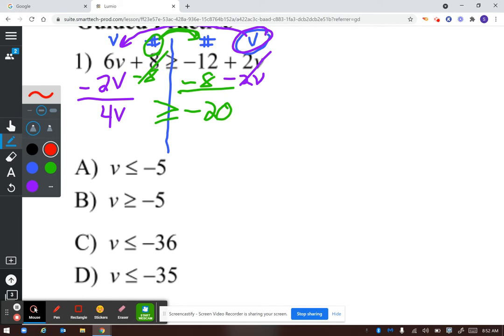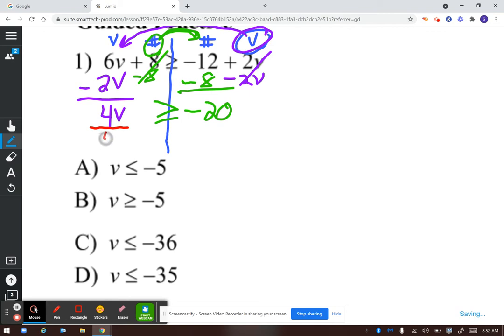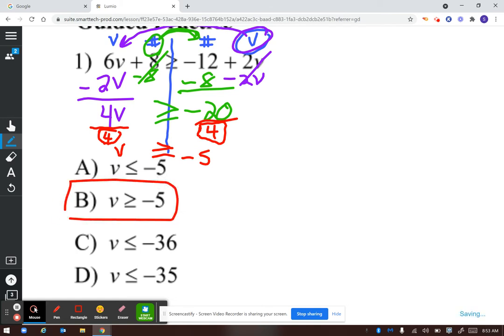Now, the very last step is divide. You want to divide by the number that's with the letter because you need one single V. And so this answer is negative 5, but we want to take a look real quick. Is the number that we divided by negative? If it's not negative, then you keep the inequality facing the same way. So now the big side of the inequality is touching V, which means your answer is B.